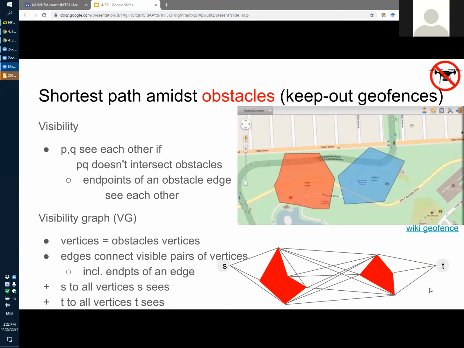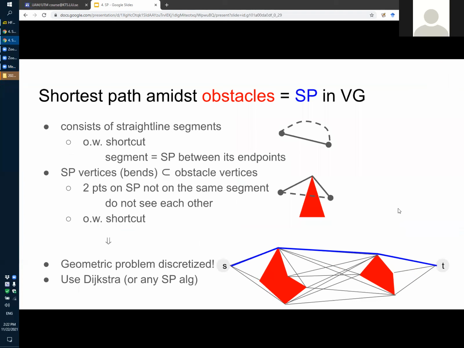Now, why the visibility, and particularly the visibility graph, is important is because if you want to find the shortest path from S to T amidst obstacles, then it turns out that you just have to find the shortest path between S and T in the visibility graph. And here are a couple of simple arguments of why this is the case. Well, first of all, the shortest path doesn't have these curved arcs, right? Because if there is one, well, you can shortcut. The segment is the shortest path between its endpoints.